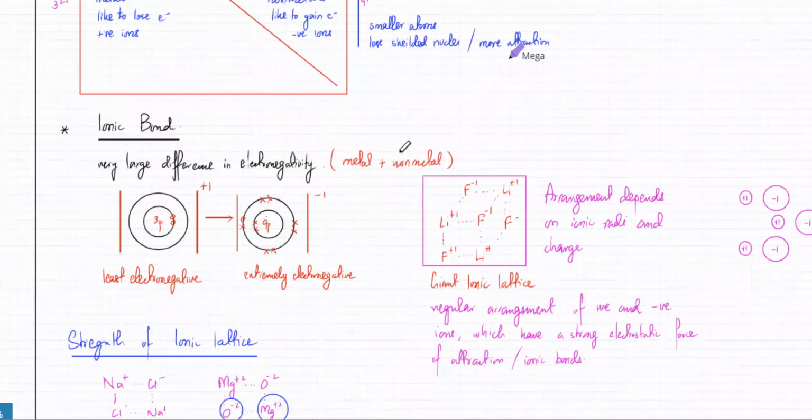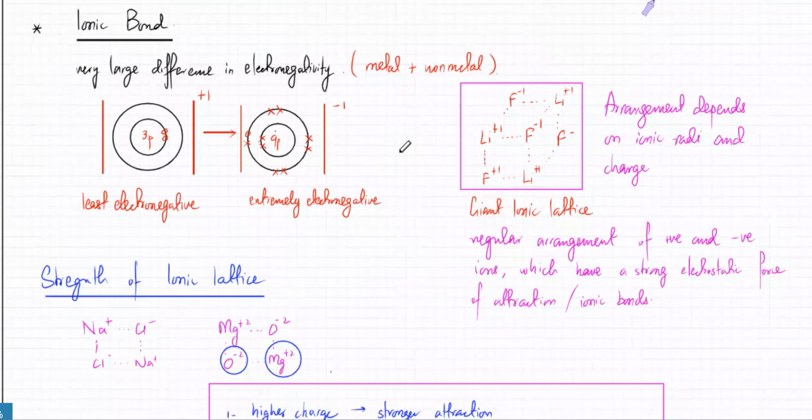So an ionic bond is going to be formed when you have a very large difference in electronegativity. What happens is that one of the elements is a non-metal, which is extremely electronegative. The other one is the least electronegative, which is a metal. So it ends up losing electrons from its outside shell, and the non-metal ends up gaining electrons. It forms a negative ion, this forms a positive ion, and as a result, you get an ionic bond, which is arranged in the form of a giant ionic lattice.